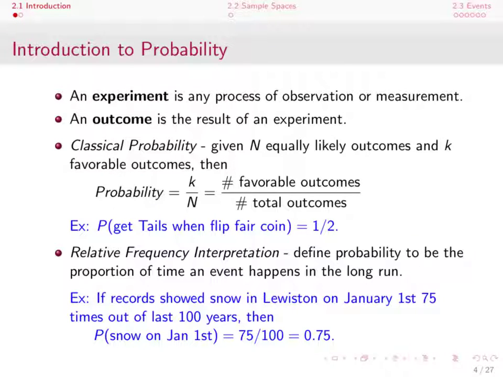Another way to view probability would be the relative frequency interpretation. This is when we define probability to be the proportion of times an event happens in the long run. An example of this might be if we were able to look up records of weather and discover that in Lewiston on January 1st, 75 times out of the last 100 years, there was snow, then we would say the probability of snow on January 1st is 75 out of 100.